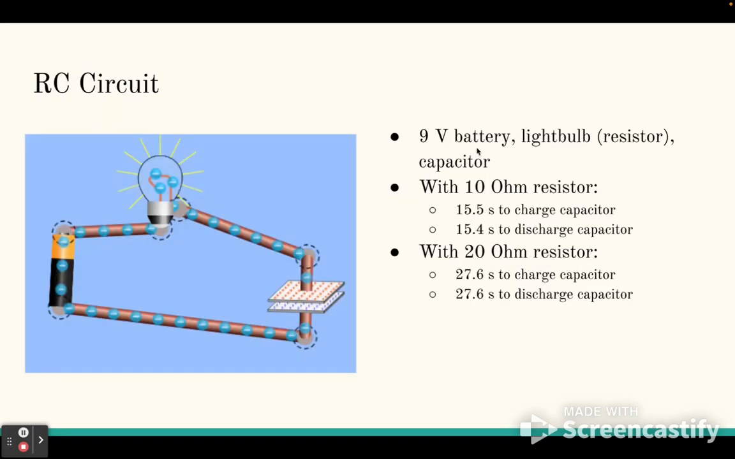Then the RC circuit, we have a 9-volt battery, a light bulb, which is our resistor, and a capacitor. When we have a 10 ohm resistor, it takes 15.5 seconds to charge the capacitor and 15.4 to discharge it, which you can see are very close. And then there's also the 20 ohm resistor, which takes 27.6 seconds to charge and 27.6 seconds to discharge. So that's also very similar, but as you can see, the 20 ohm resistor one takes a lot longer to charge and discharge than the one with less resistance.